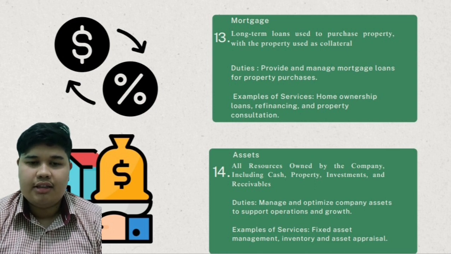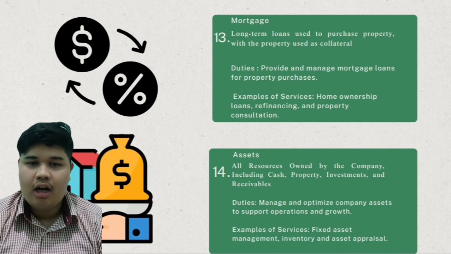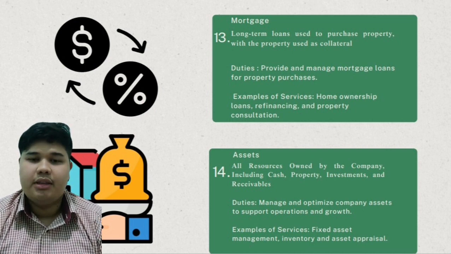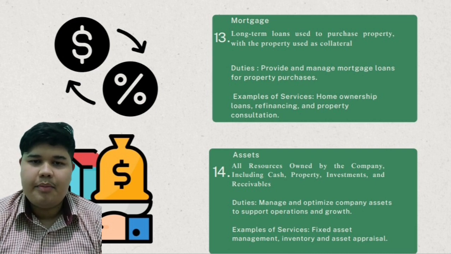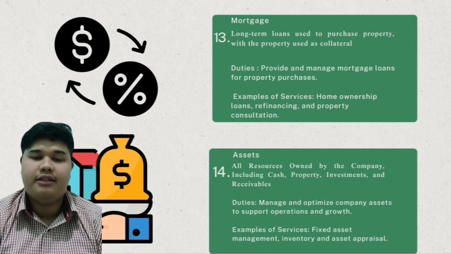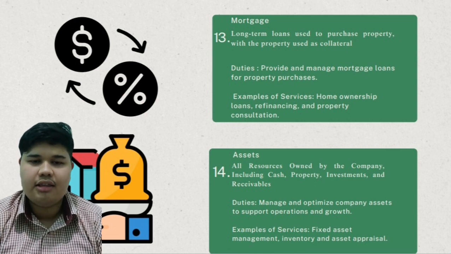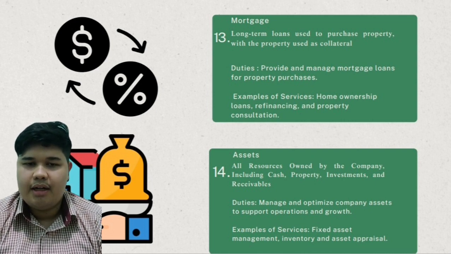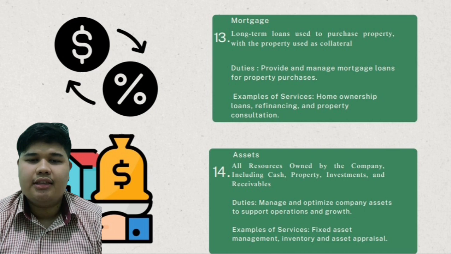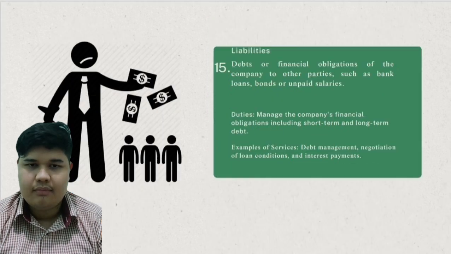And the next one is asset. Assets are all resources owned by the company, including cash, property, investment, and receivables. The duties are to manage and optimize company assets to support operations and growth. Examples of service: fixed asset management, inventory, and asset appraisal.